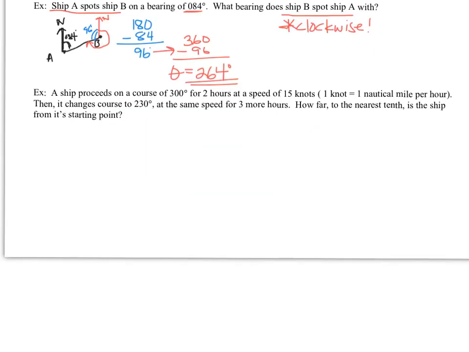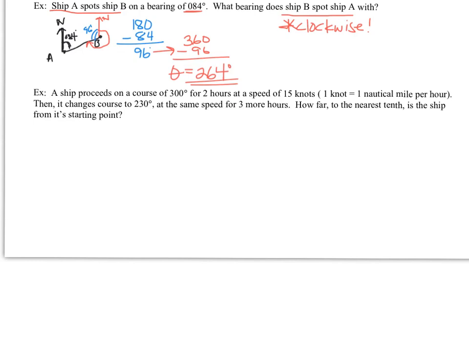And finally, things get kind of intense with this next picture. A ship proceeds on a course of 300 degrees for 2 hours at a speed of 15 knots. And a knot is just a nautical mile. It's how they measure their distance. Then it changes course to 230 degrees at the same speed for 3 more hours. How far to the nearest tenth is the ship from its starting point? Oh boy. So the first thing we need to do is generate a picture.